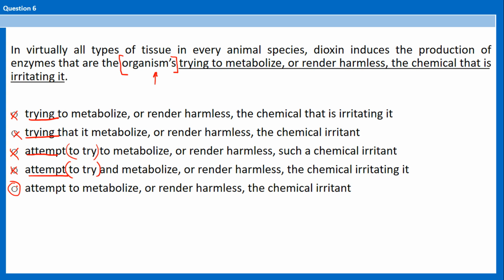It was number 5. Another split is that using an it at the end. Irritating it. What is it? Well, it should replace the organism, but be careful. A subject pronoun such as it, or an object pronoun such as it, cannot replace a possessive noun. I'm not talking about the organism, I'm talking about the organism's attempt. So using it would be wrong as well. The last one is the best choice.